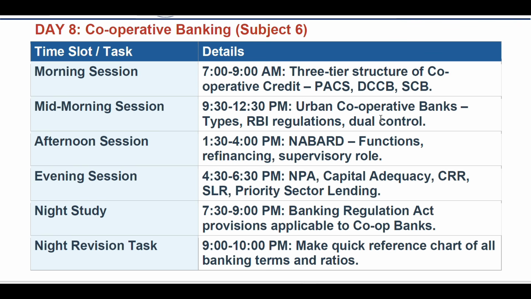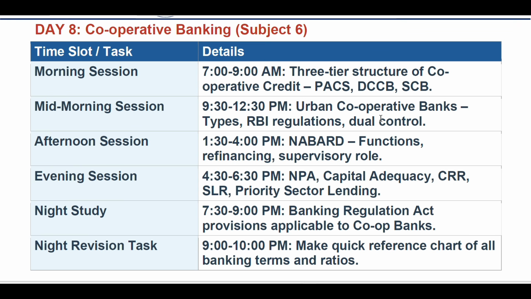In the next session, you study urban cooperative bank types, RBI regulations, dual control, then NABARD functions, rectification. Then you separately study NABARD functions, refinancing, supervisory role. This NABARD is very important actually, so everywhere it has been asked. You will have to memorize everything properly.